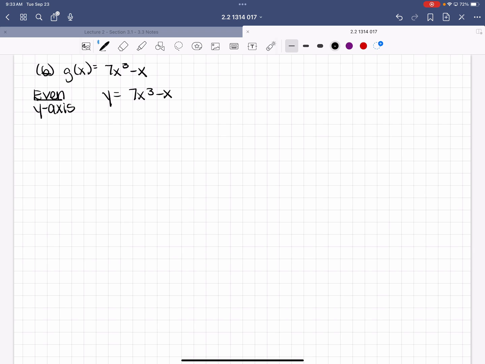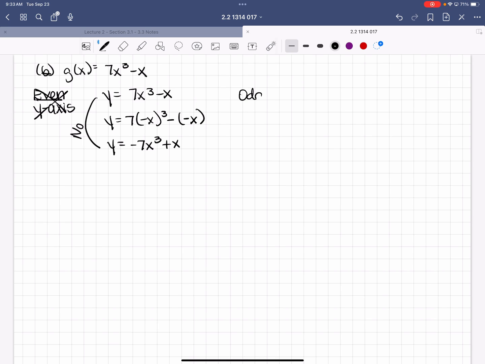If I'm checking about the y-axis, I need to change the sign of x. So y equals 7 times negative x cubed minus negative x. Be careful, okay? That's going to give me y equals, well, negative x cubed is negative x cubed. So that gives me a negative 7x cubed plus x. Was it the same? No. So that's a no. So I know it's not even and it's not symmetric about the y-axis.